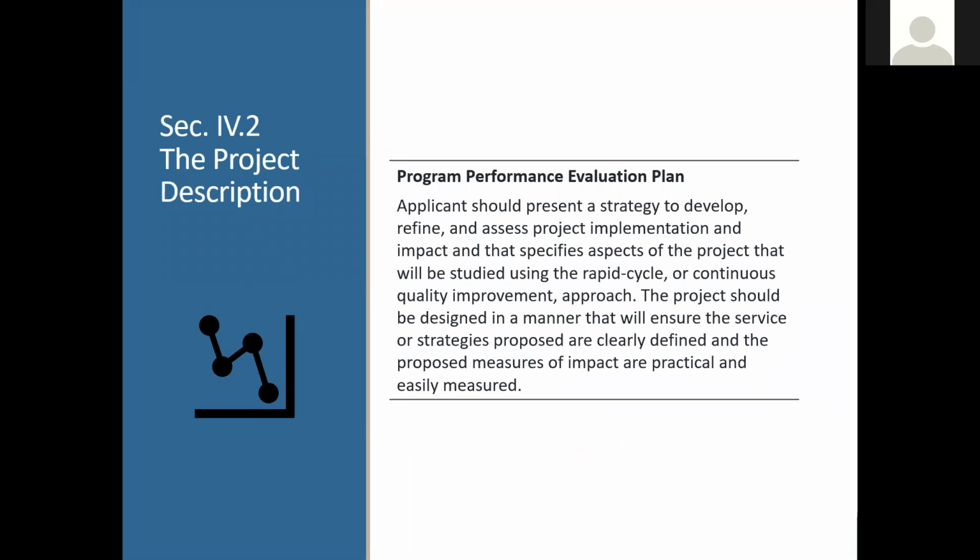For the program performance evaluation plan section, applicants should present a strategy to develop, refine, and assess project implementation and impact that specifies aspects of the project that will be studied using the rapid cycle or continuous quality improvement approach. The project should be designed in a manner that will ensure the services or strategies proposed are clearly defined and the proposed measures of impact are practical and easily measured.